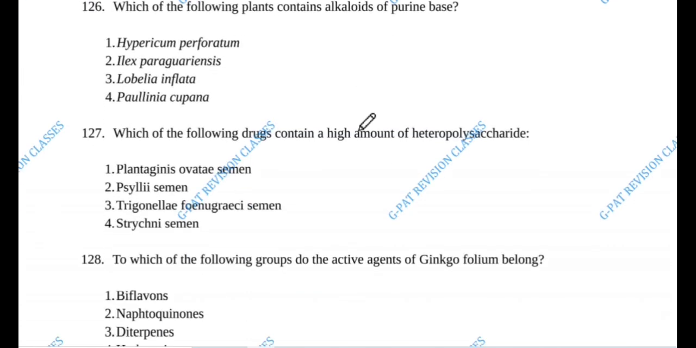Next is question number 126. Which of the following plants contains alkaloids of purine base? The answer is 3, Lobelia inflata. The answer is 3.